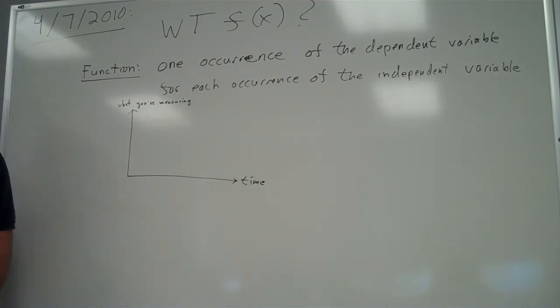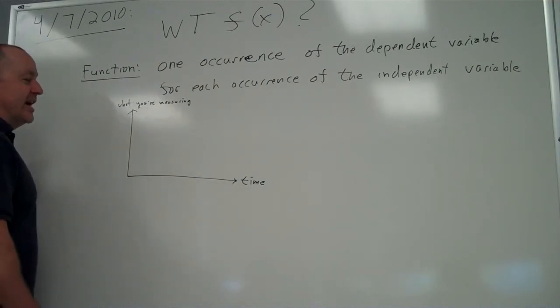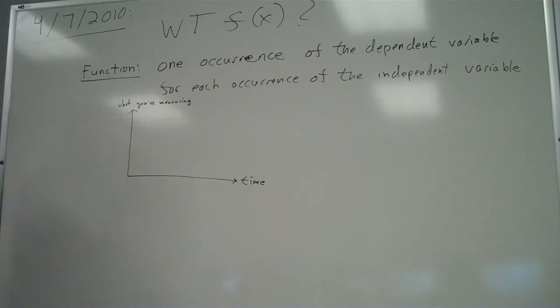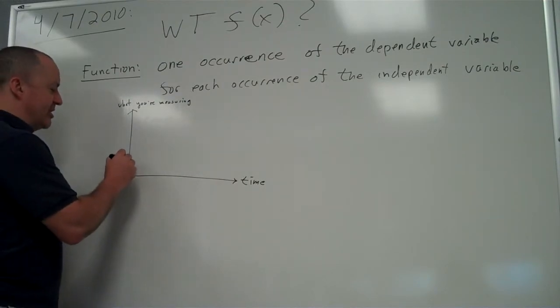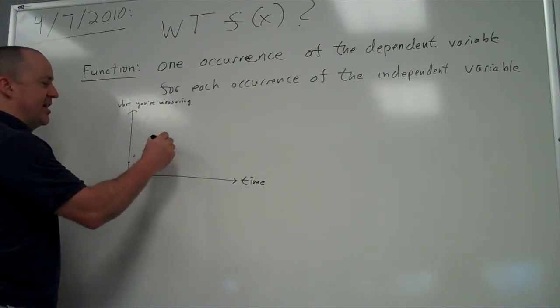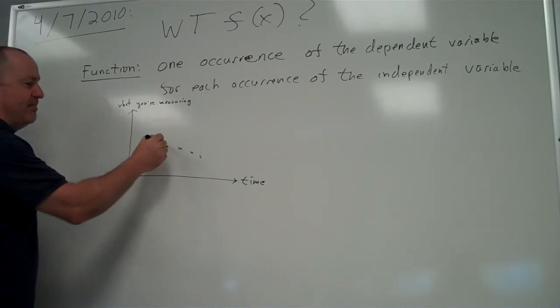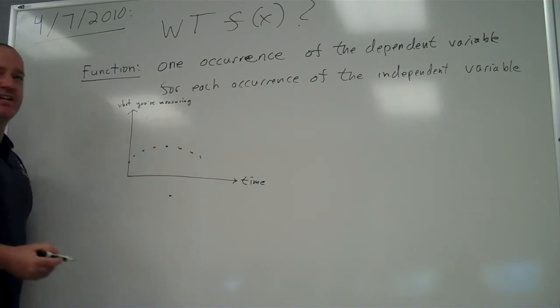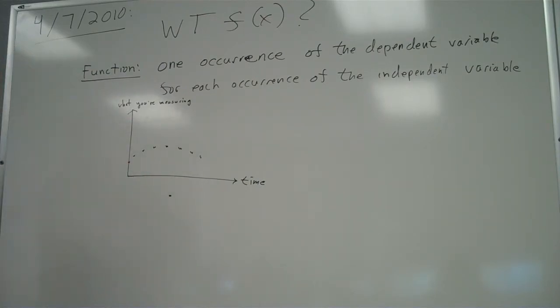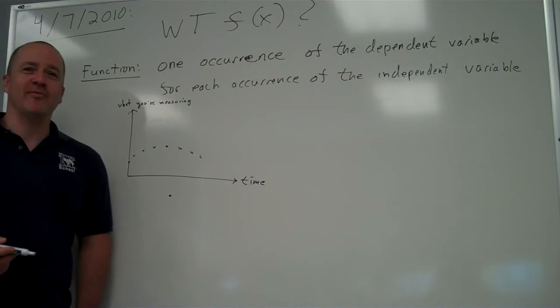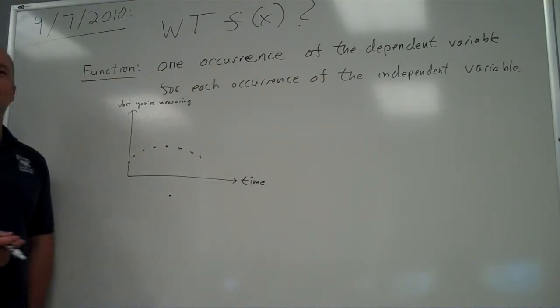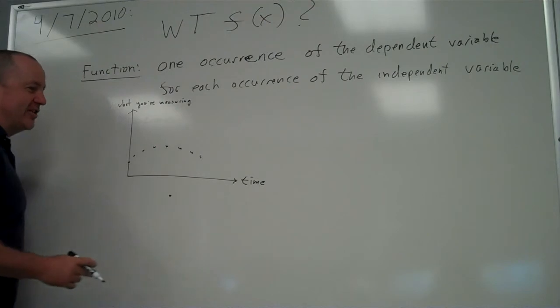One occurrence of the dependent variable for each occurrence of the independent variable. If I throw a football and I measure where the football is, it might do something like this. Would I expect to throw a football and have it be here and here simultaneously? No, that rarely happens, right? Does it ever happen? A quantum physicist might say so, but I'm not going to. No, I've never seen it happen.